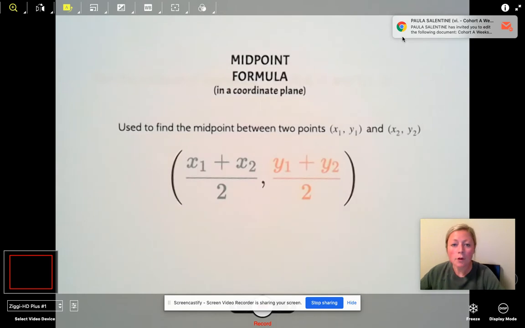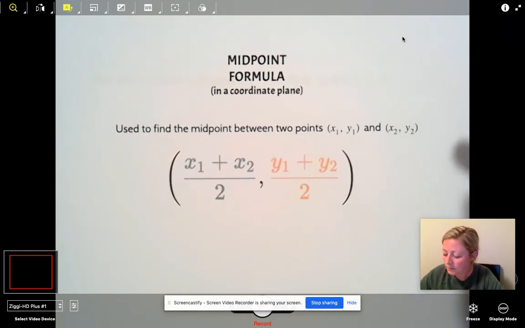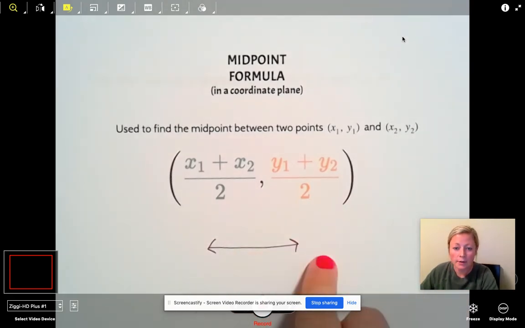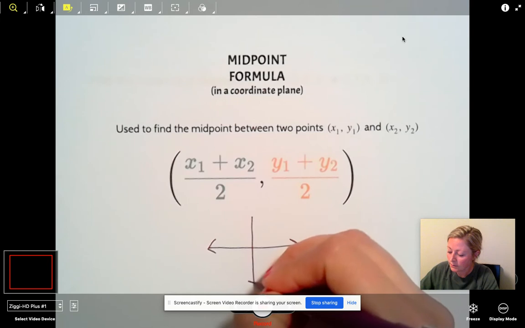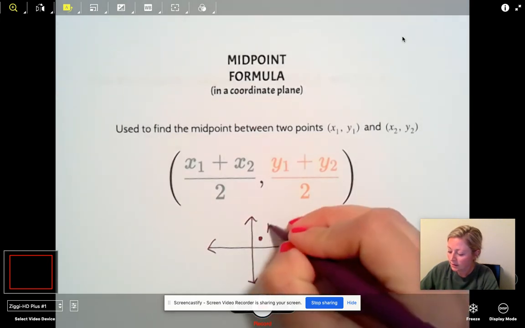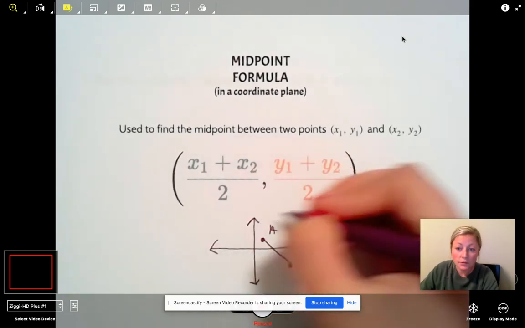So we have a formula to use called the midpoint formula when we are on a coordinate plane. When we're just on a number line, it's easier to count, right? But if we were on an XY plane and I wanted to find the midpoint of this segment here, it's not as easy as just counting. We actually can use this formula.